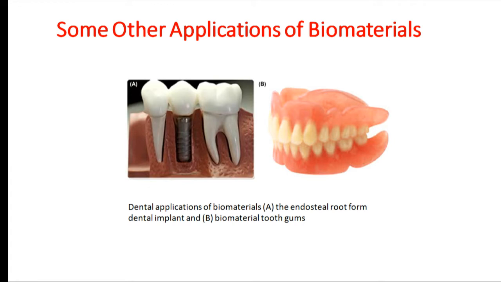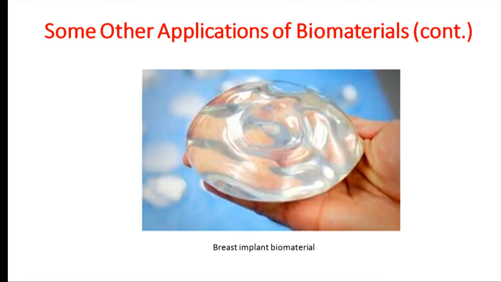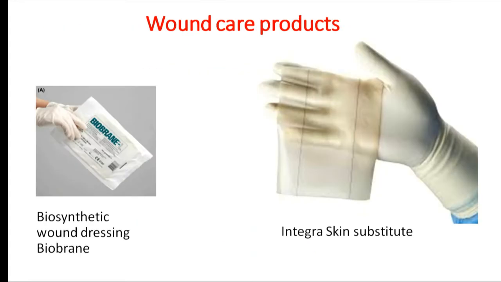Then there is the dental region. The dental applications of biomaterials include the endosteal root form dental implant. These metallic implants go into the bone, and it's fixed. And biomaterial teeth come as well. That's the other area. Then there are breast implant biomaterials, again a very popular biomaterial being used worldwide now. In wound care products, we have synthetic wound dressings, the Biobrane product, and Integra, very famous, developed by American physicians back in 1978, FDA approved in 1996. It's a very popular product used worldwide.